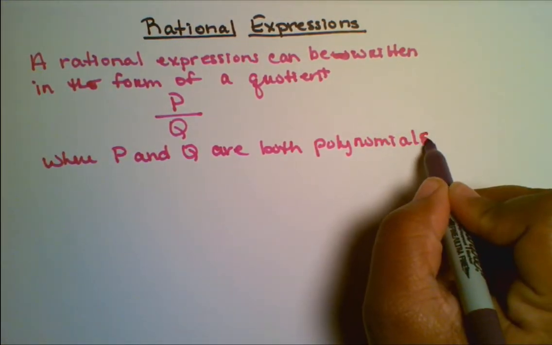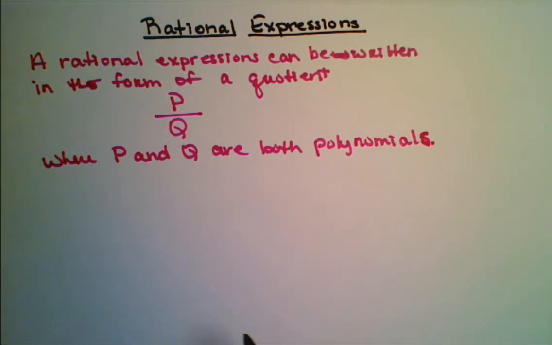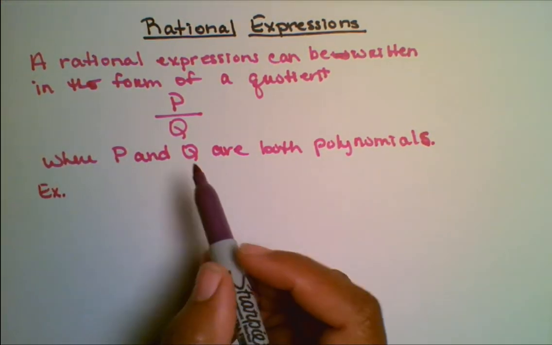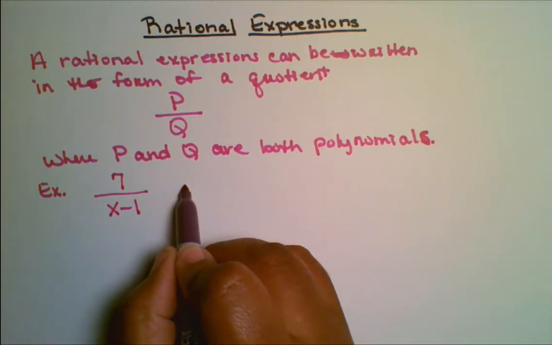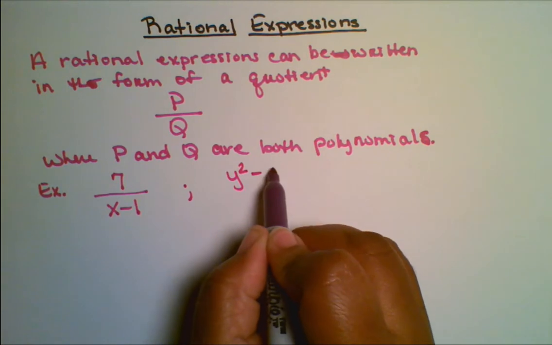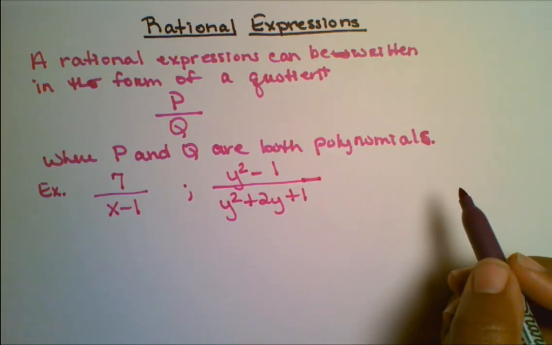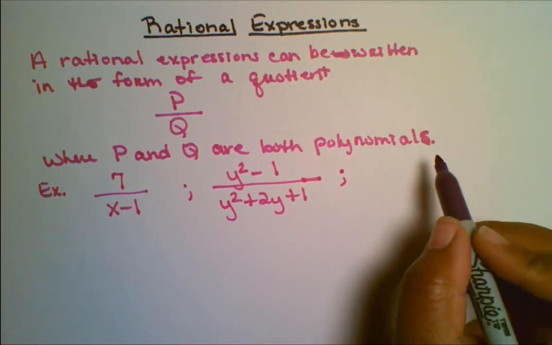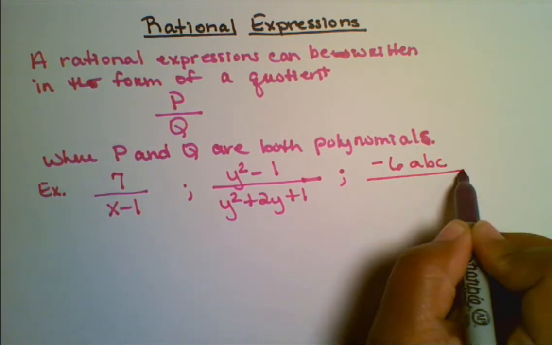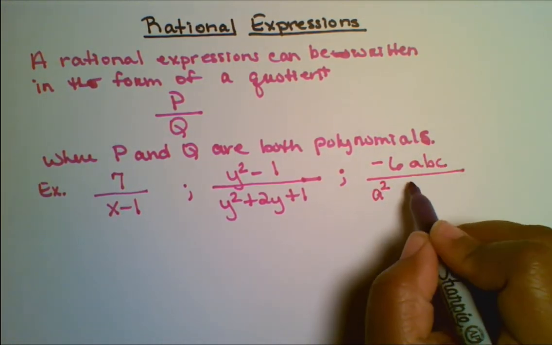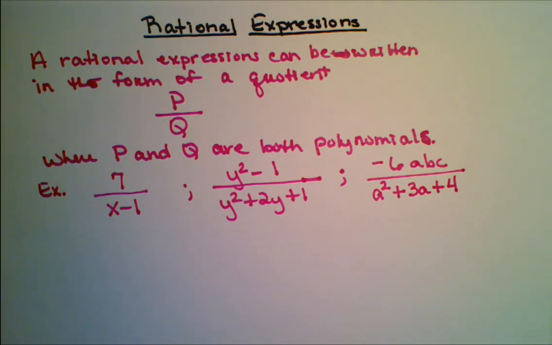When we're saying polynomials, your polynomials can be a monomial, meaning one term, a binomial, meaning two terms, a trinomial, meaning three terms. Here's an example of a rational expression: 7 over x minus 1. Another example would be y squared minus 1 all over y squared plus 2y plus 1. Another example: negative 6abc all over a squared plus 3a plus 4. So these are some examples of a rational expression.